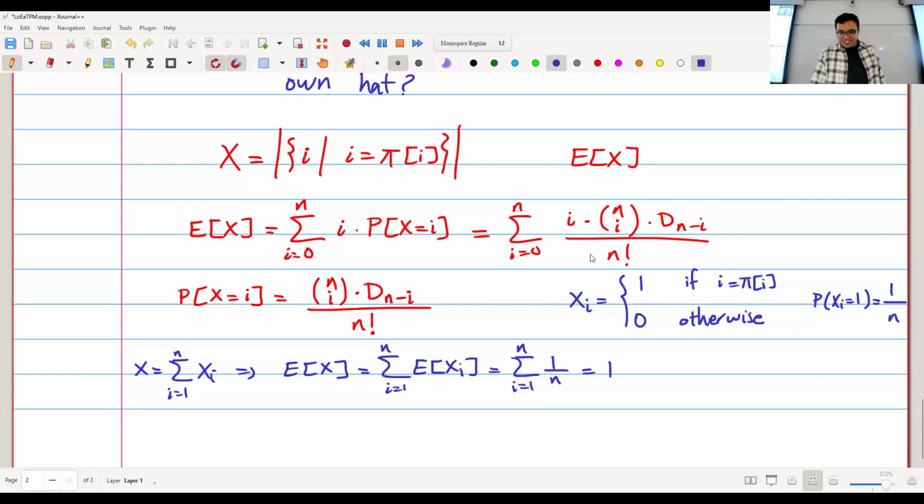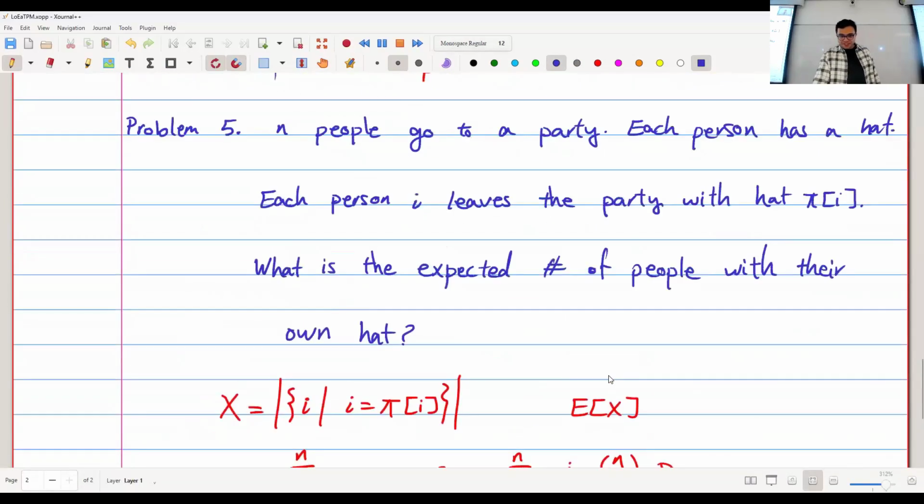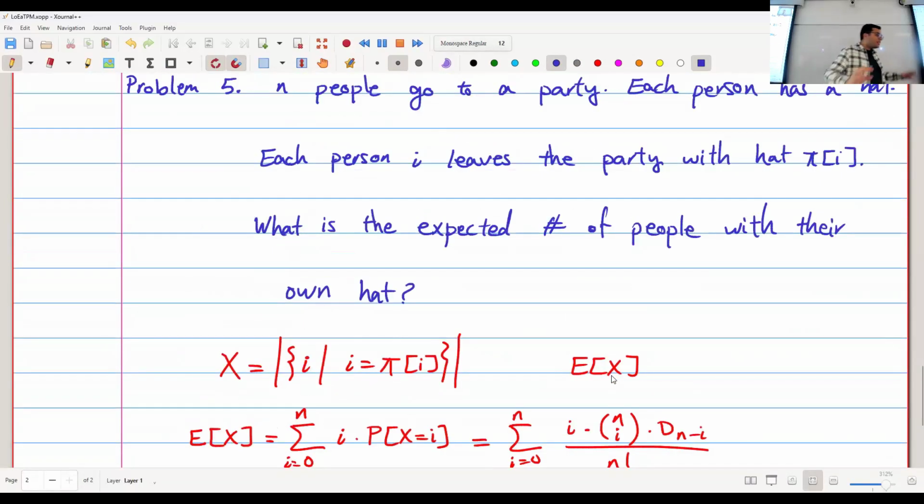Compare this formula with this one. Which one's simpler? It's just 1. So generally, if I choose a permutation uniformly at random, the expected number of fixed points is just 1.